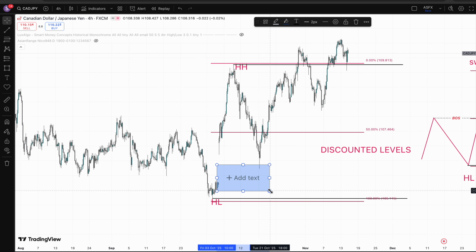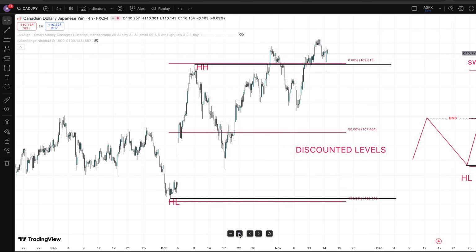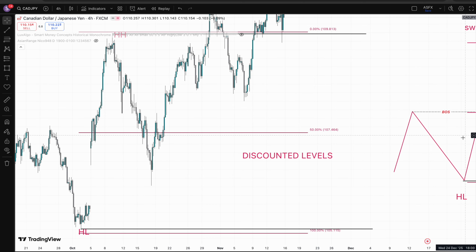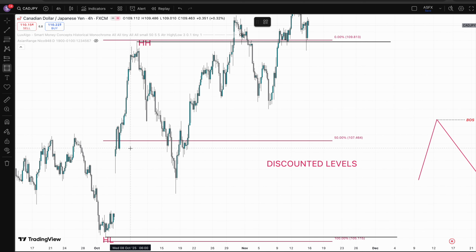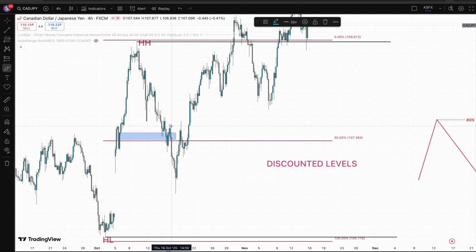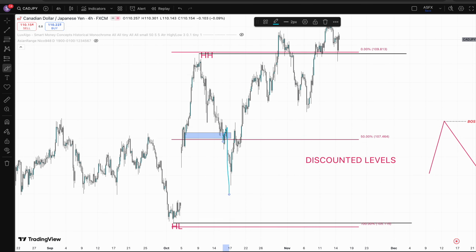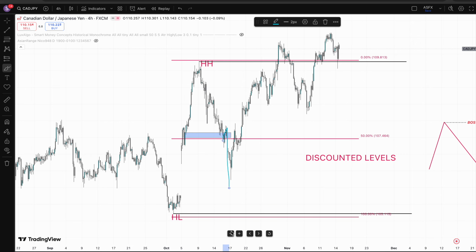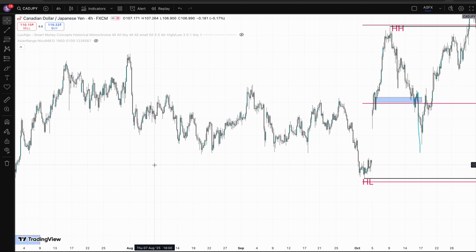So guys, as you can see, there were people that were trying to buy from this level here, and price gave them a little bit of profit and took them out, because price is not in a discounted area. As you can see, guys, I'll show you guys another example.